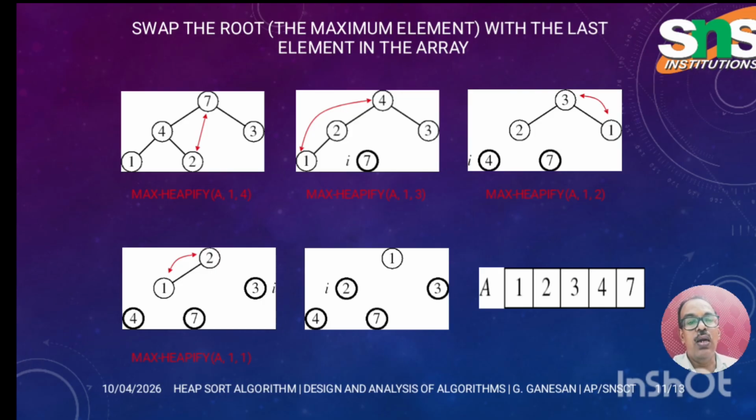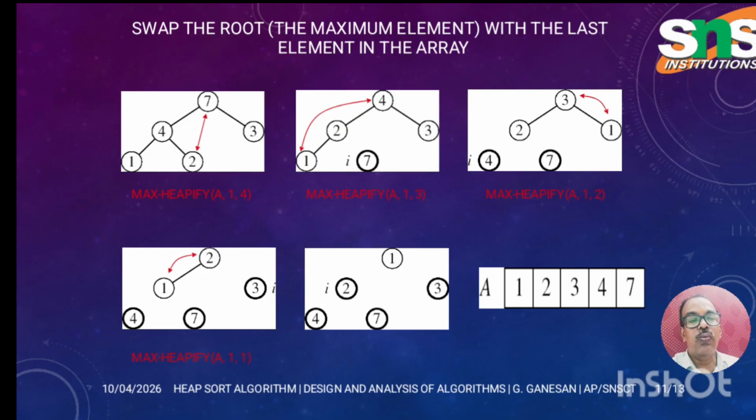What is the last one? 1 is the last one. We replace the 1 with the 3. So place 3 in the array. Then now we will have 2 elements, 1 and 2. So we replace because 2 is greater than 1. So 2 is moved to the top of the tree, that means the root node.